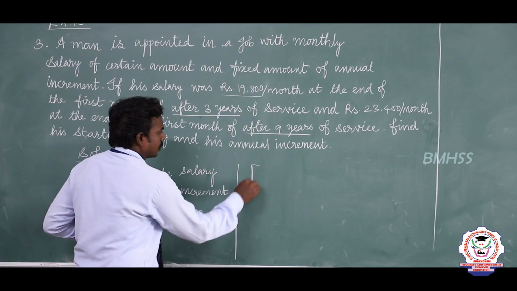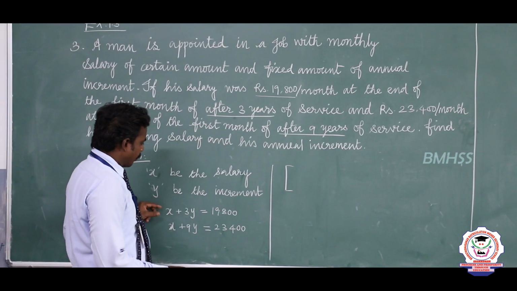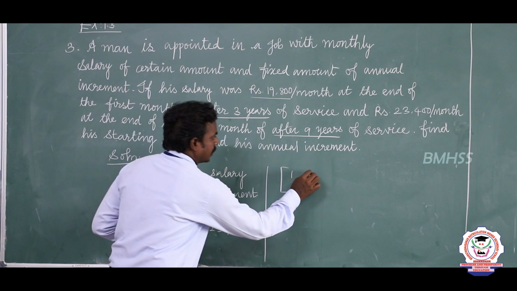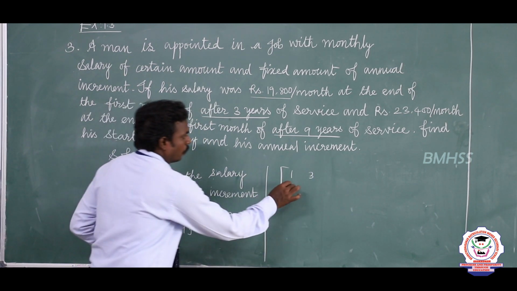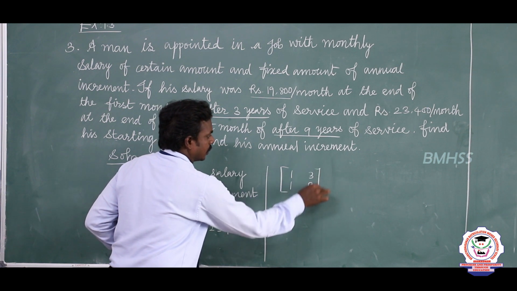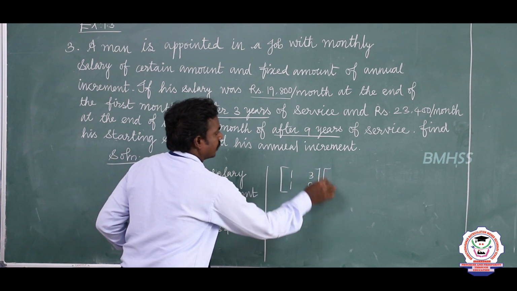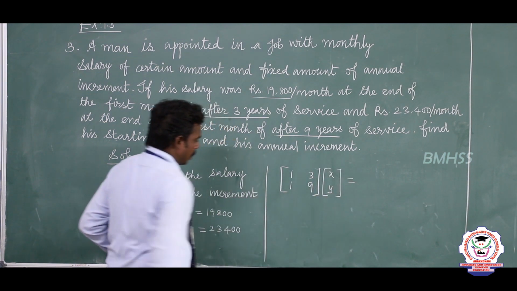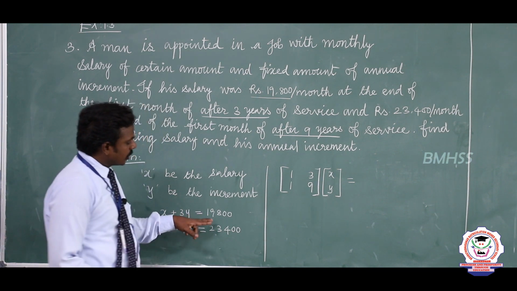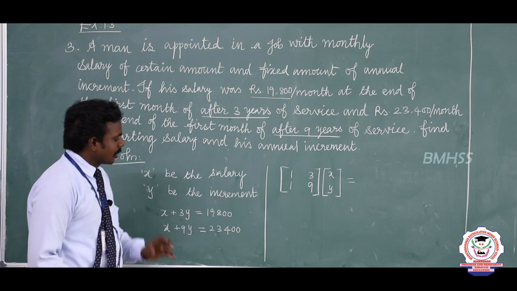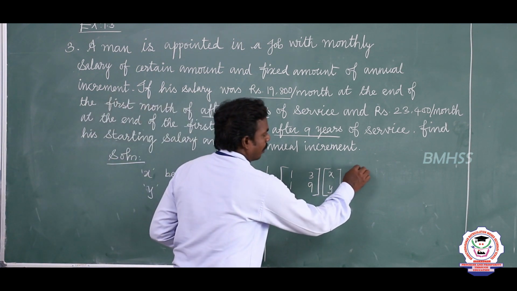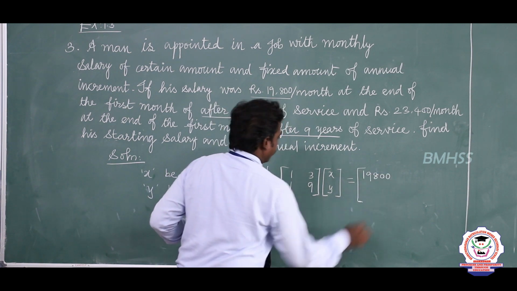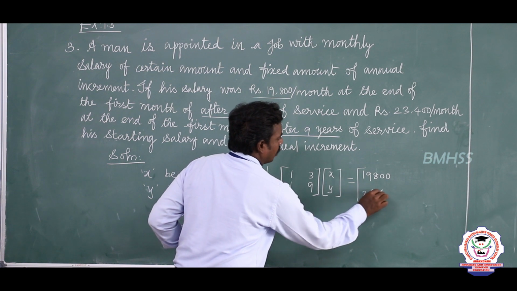First write the coefficients of X and Y. From the first equation, the coefficients are 1 and 3, and from the second equation 1 and 9. This is multiplied by the column matrix of variables X and Y, which is equal to the constant values, the B matrix. The first constant value is 19,800, the second value is 23,400. That is also a column matrix.